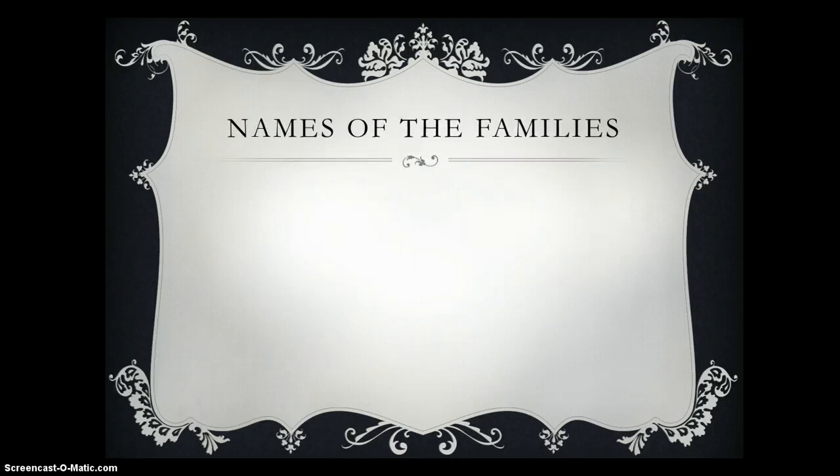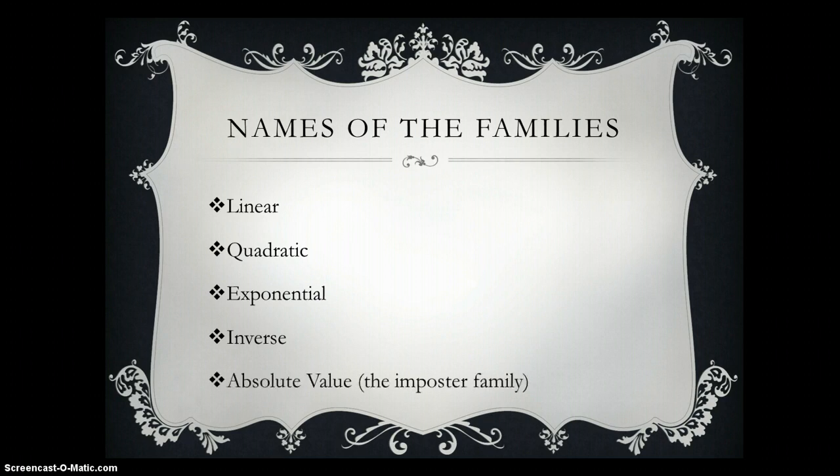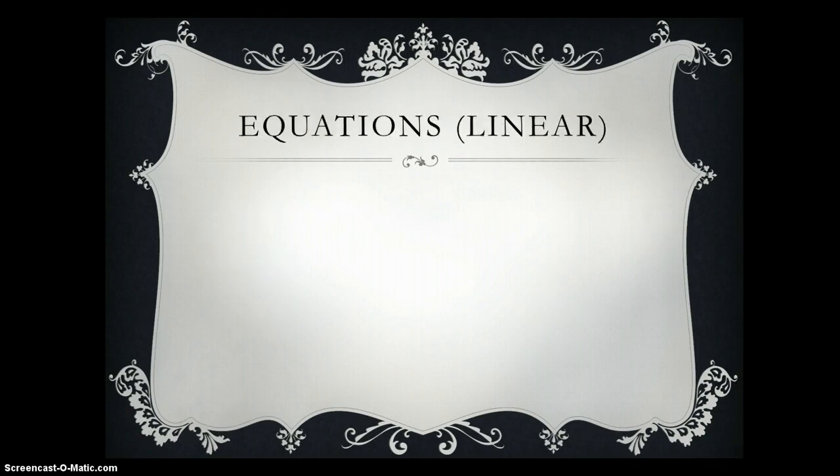So we first need to know some of the names of the families. The first family that we looked at was linear, then quadratic, exponential, inverse, and then there's that last absolute value family. It's kind of the imposter family. We're going to touch on them at the very end. So we're going to be identifying our functions based on the equations, their graphs, and the tables that they create.